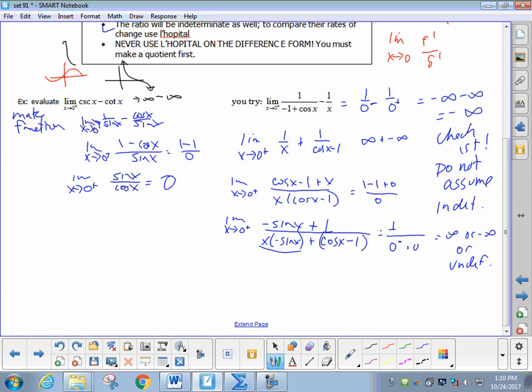What about cosine of x minus 1? Cosine of x has to be less than 1, right? So this has to be small negative, all right? So I have small negative plus small negative, which makes, despite the fact I'm adding, it's still small negative, right? So what's 1 over small negative? Negative infinity.